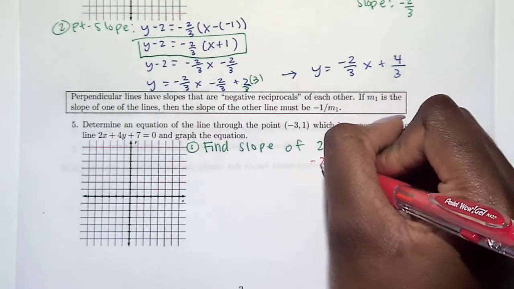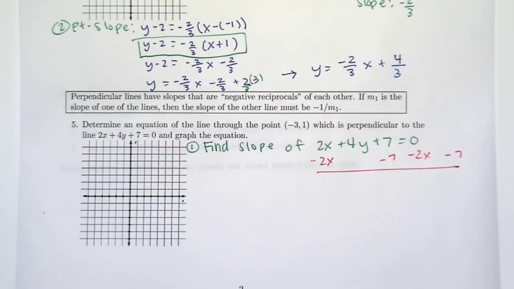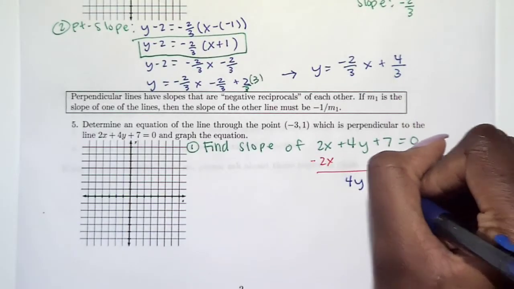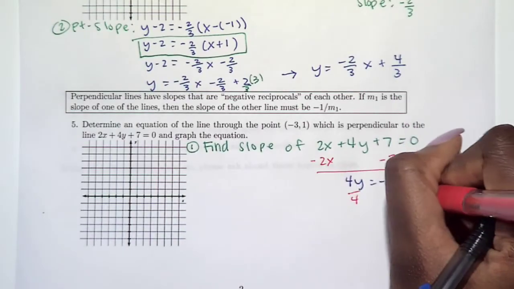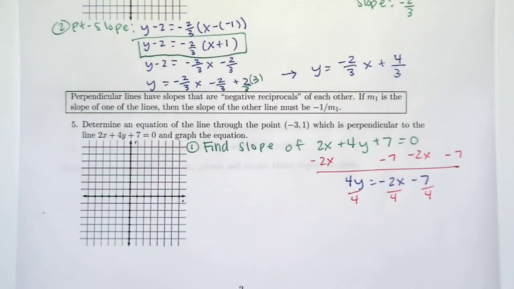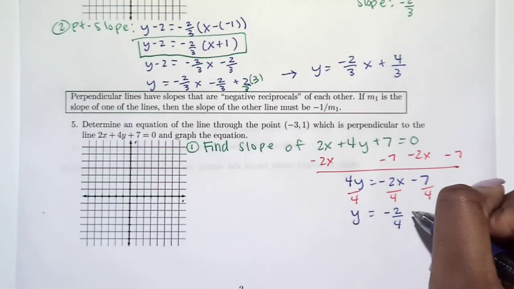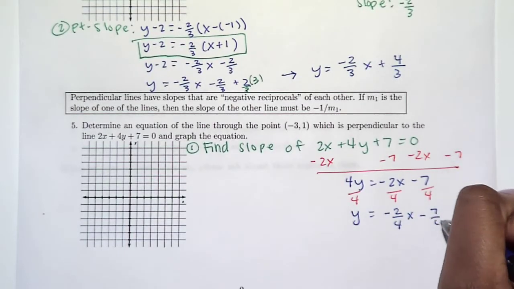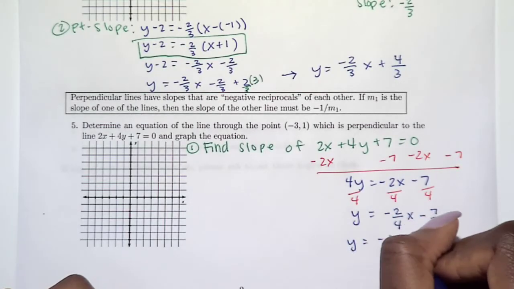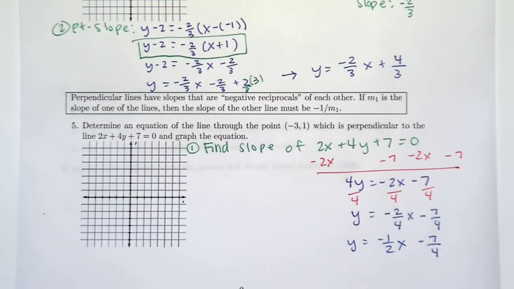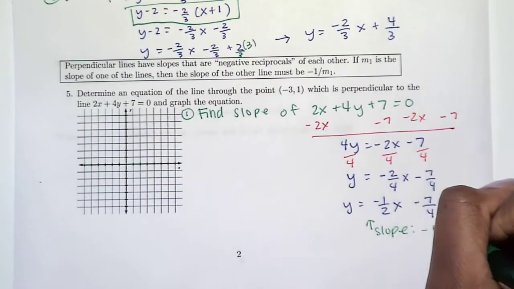So first, I am going to subtract the 2x from both sides. I'm also going to subtract this 7 so I can get the y by itself. And then divide everything by 4. All right, so we get negative 2 over 4. I'm going to simplify that to negative 1/2. So just by looking at this, we know the slope of this line. The slope of this line is negative 1/2.